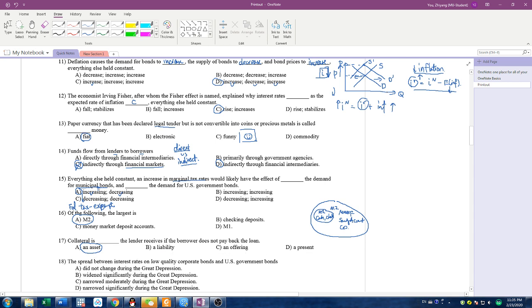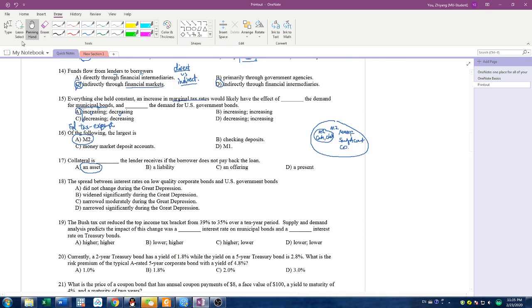All right, for number 18, the spread between interest rates on low-quality corporate bonds and U.S. government bonds is what during the Great Depression? All right, so whenever there's a depression, the Great Depression just means higher risk. Okay, so if you don't remember this flight to quality thing, I'm going to show you how to get it with very basic supply and demand analysis, right?